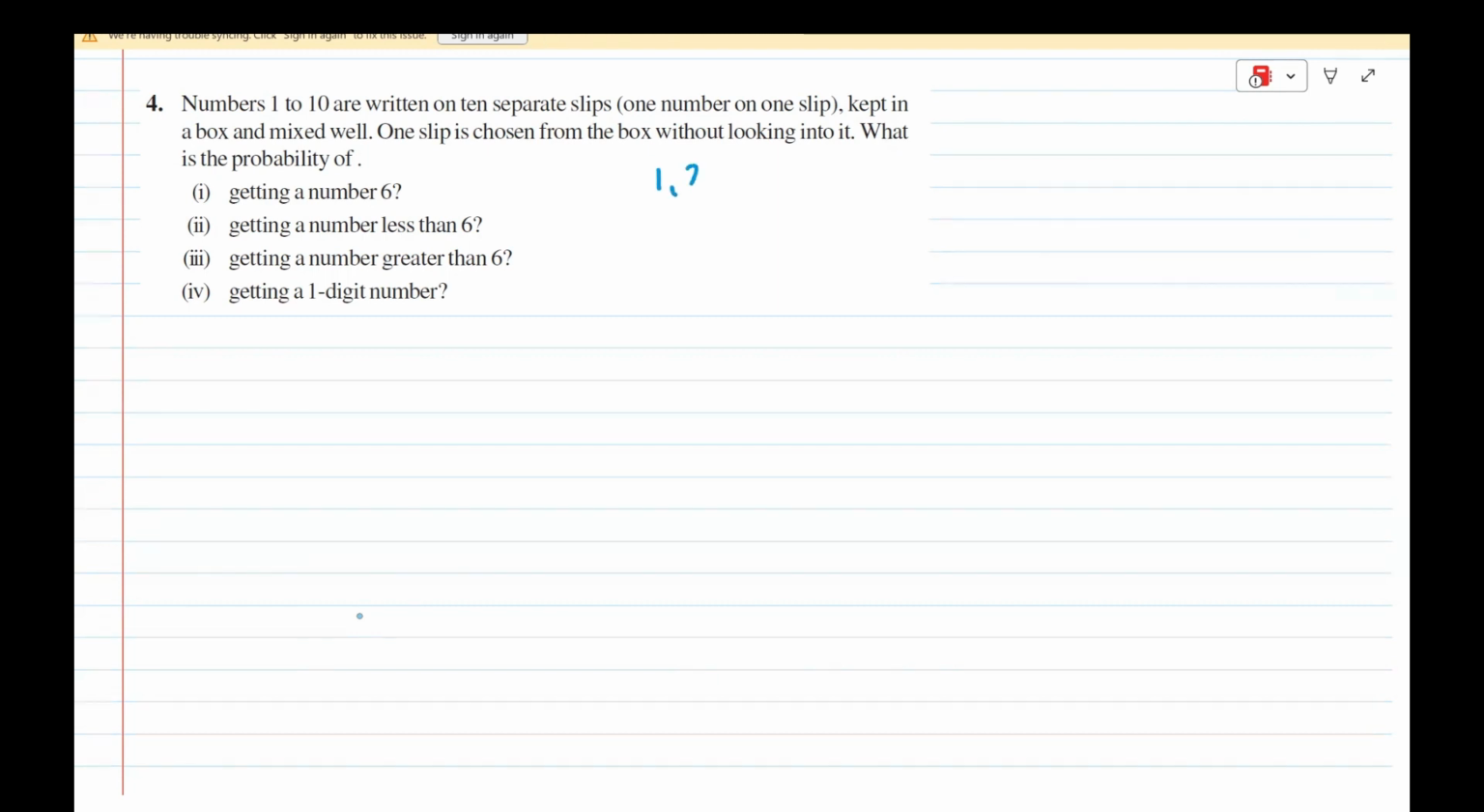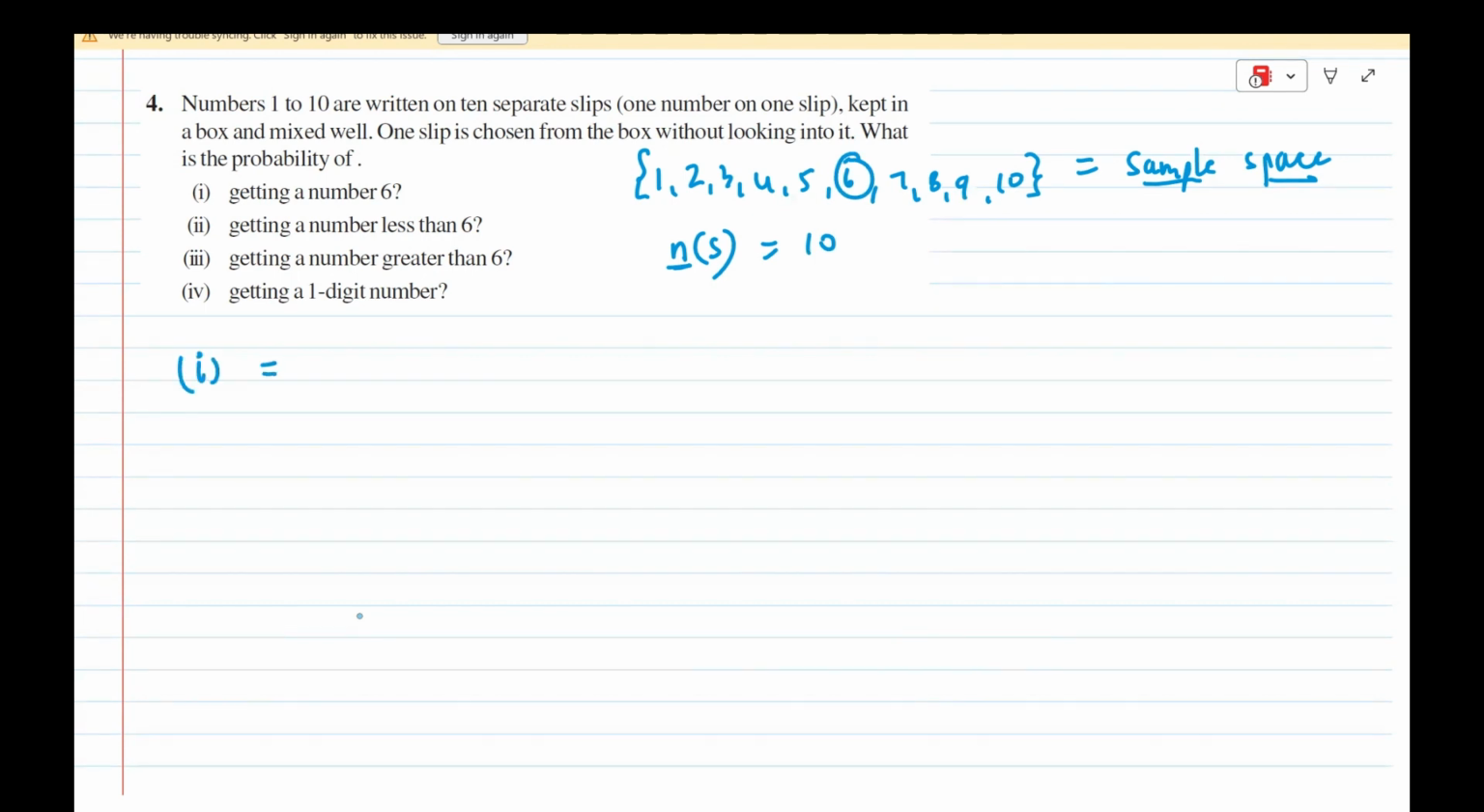So see, I have 10 numbers: 1, 2, 3, 4, 5, 6, 7, 8, 9, and 10. Correct? So how do we denote the total outcome? n is the number and S is the sample space. What is sample space? The group of total outcomes is known as sample space, S. So n(S) is the total number, which is 10. Getting a number 6, I have only one 6. So the probability is favorable, that is only 6, which is 1 divided by 10. So the probability of getting 6 is 1 by 10.